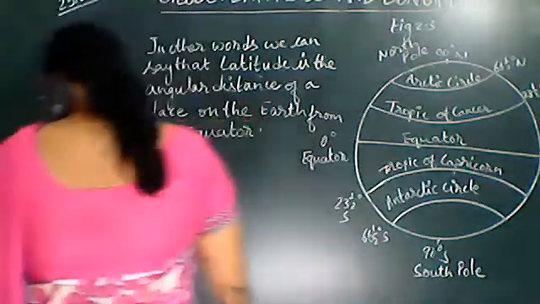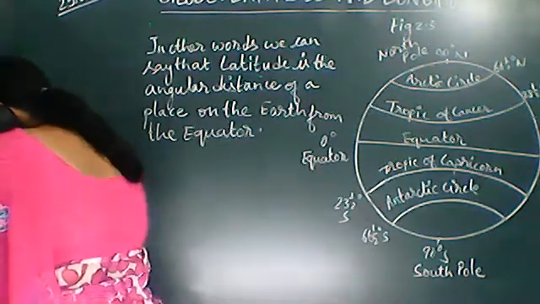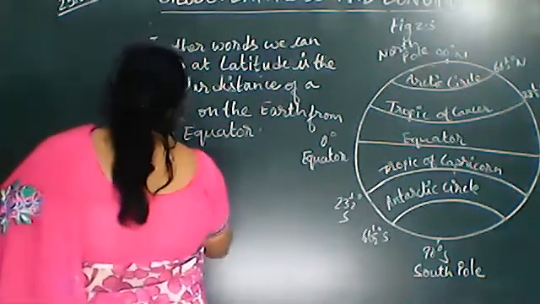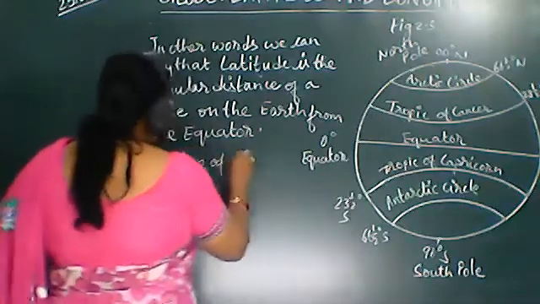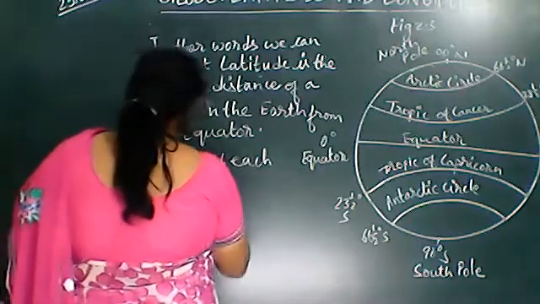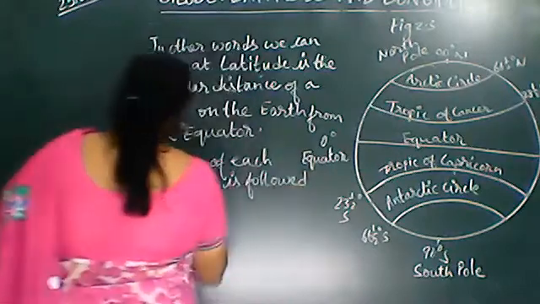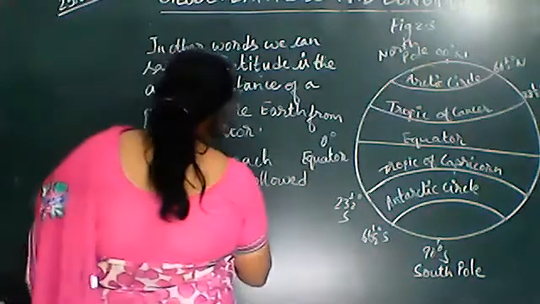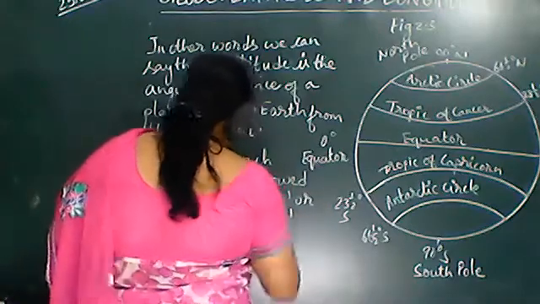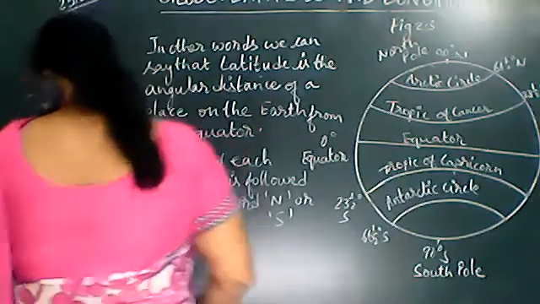So these are the important latitudes, and we see that the value of each latitude is followed by either the word north or south. The value of each latitude is followed by N or S. N stands for north and S stands for south. So these are the important latitudes.